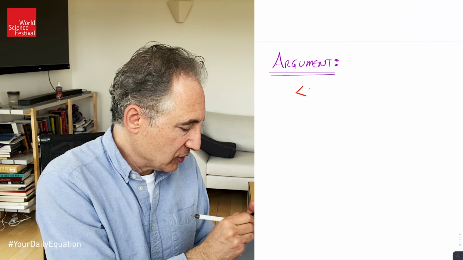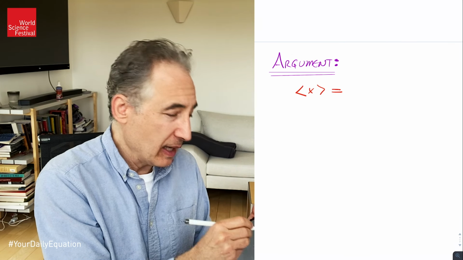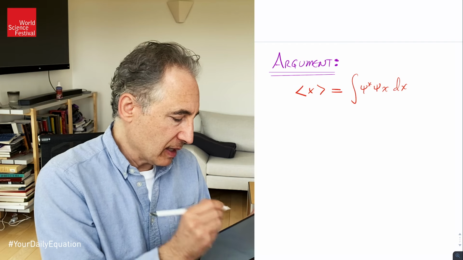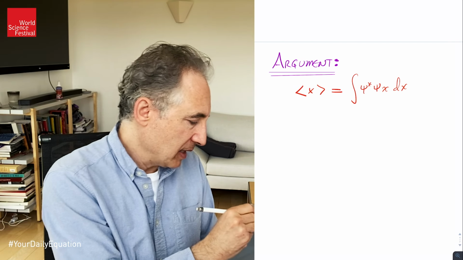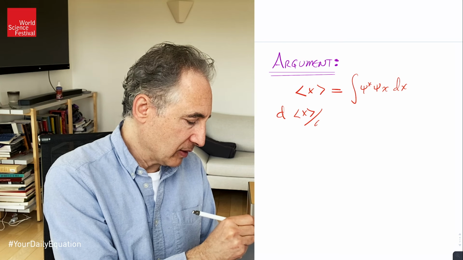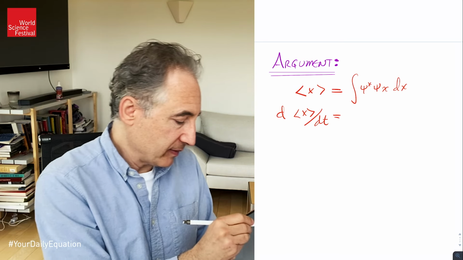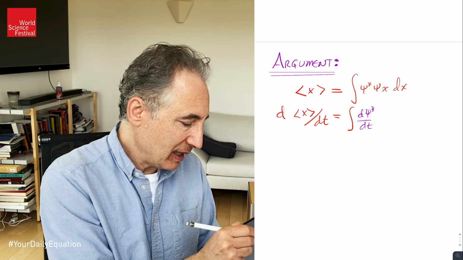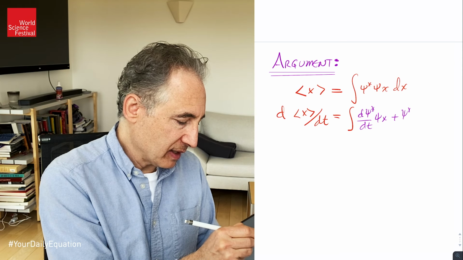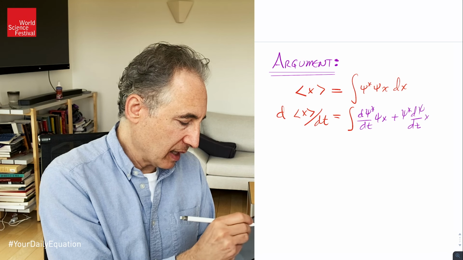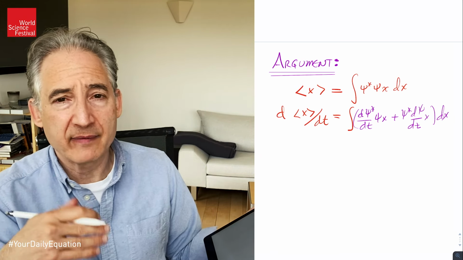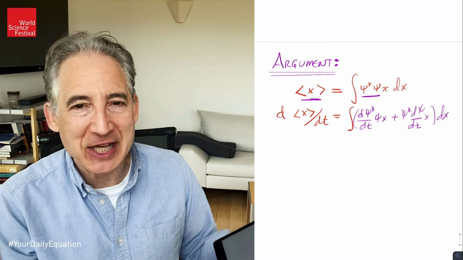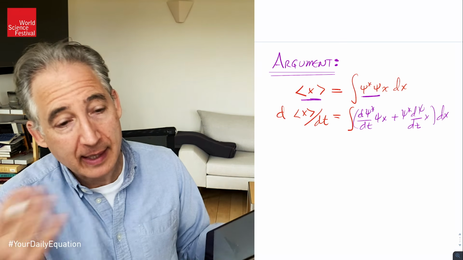If I take the average value, the expected value of x, and we write that in the usual manner, and I'll suppress the arguments so I don't have to write everything out, psi star psi x dx. Now what we want to do is calculate first the first derivative before getting to the second derivative. If I calculate that first derivative, I just bring the derivative inside the integral sign: d psi star dt psi x plus psi star d psi dt times x, all integrated dx. The x itself doesn't have a time dependence in it. The only time dependence in the average value comes because the wave function itself changes over time. Therefore, I only have two terms on the right-hand side, not three terms.